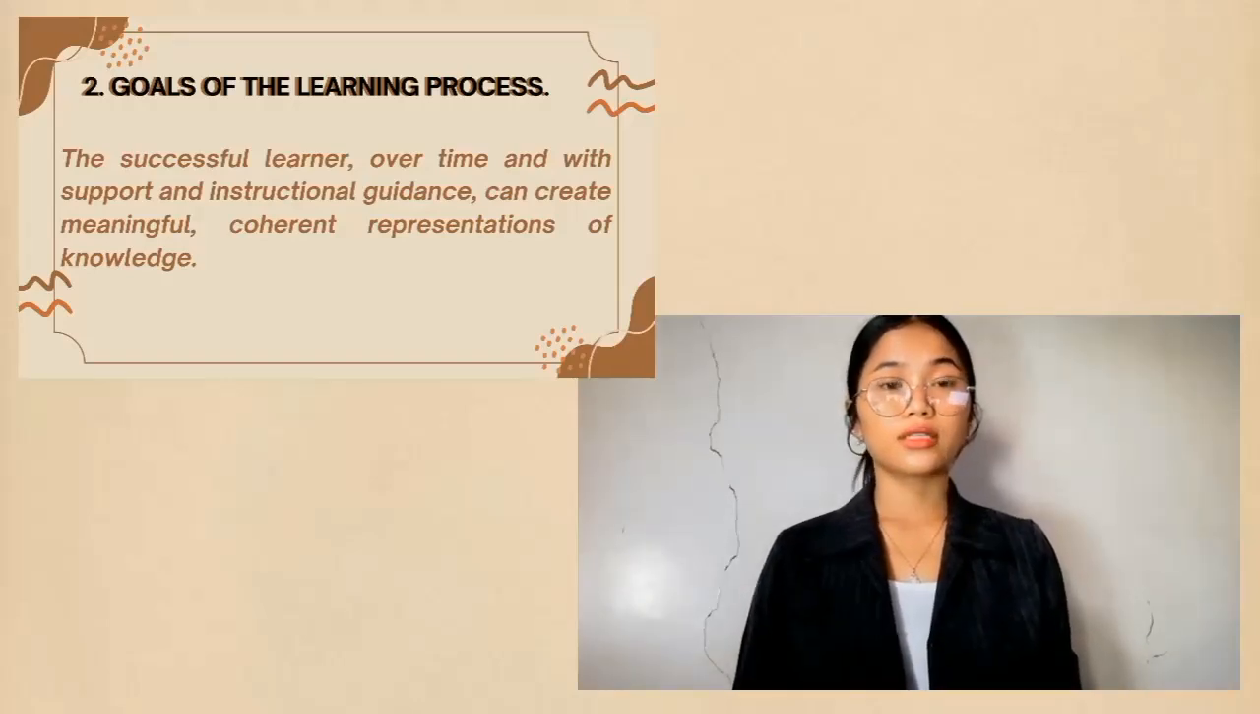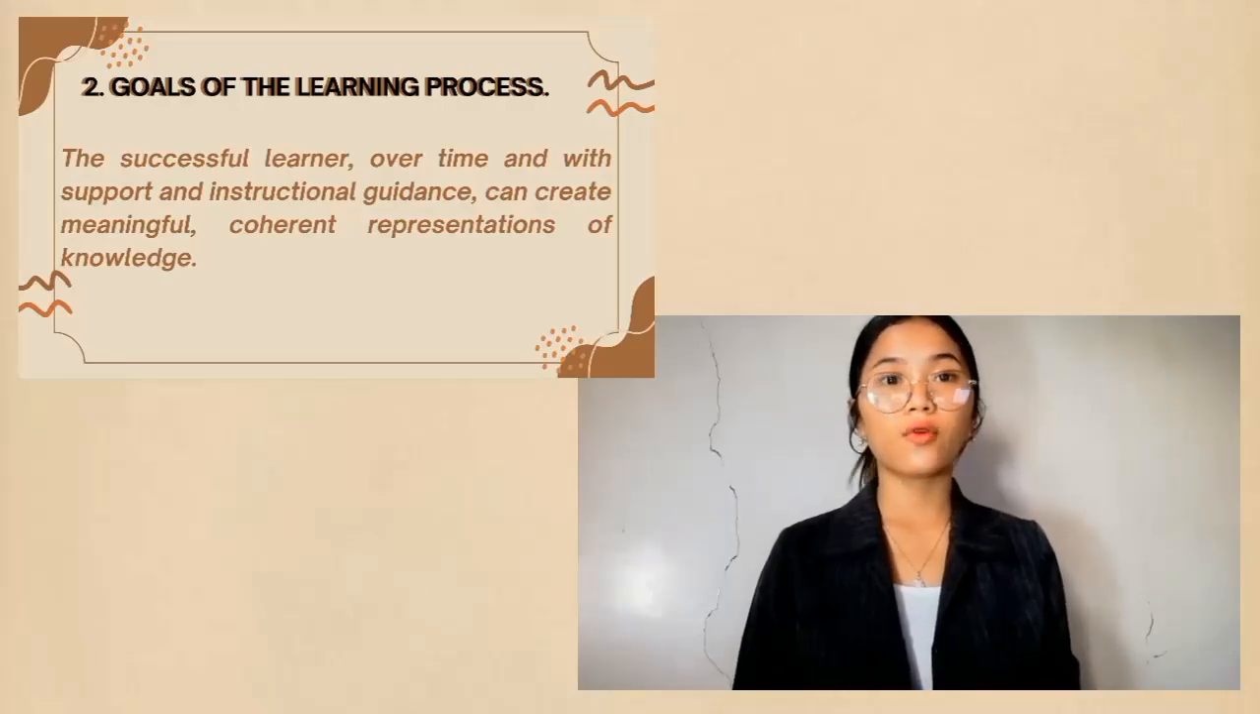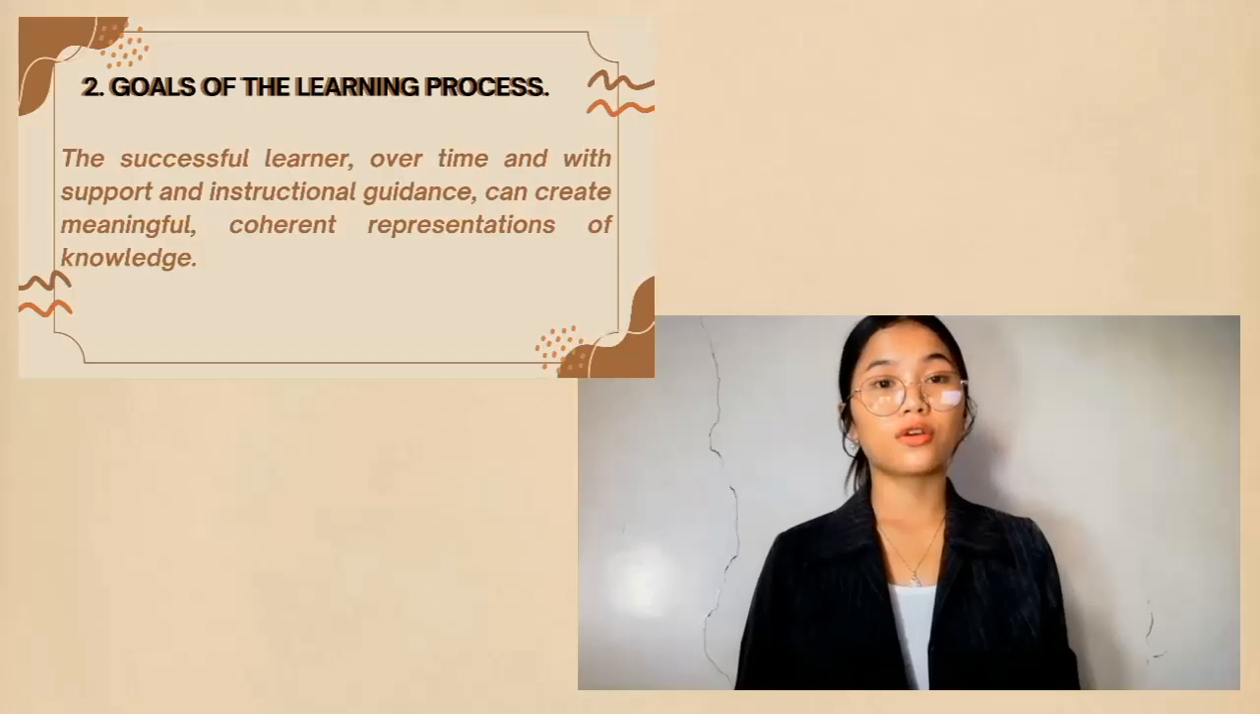Goals of the learning process: the successful learner, over time, with support and instructional guidance, can create meaningful, coherent representations of knowledge. The strategic nature of learning requires students to be goal-directed, to construct useful representations of knowledge, and to acquire the thinking and learning strategies that are necessary for continued learning success across the lifespan. Students must generate and pursue personally relevant goals.